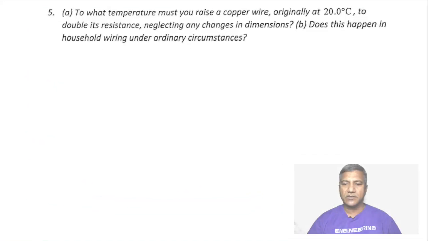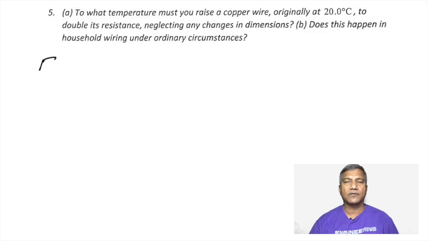The next question: to what temperature must you raise a copper wire originally at 20 degrees Celsius to double its resistance? Does this happen in household wiring under ordinary circumstances? So this question is talking about the change in resistance with temperature. So if the initial resistance is R, then at 20 degrees Celsius, at what temperature does the resistance become 2R?